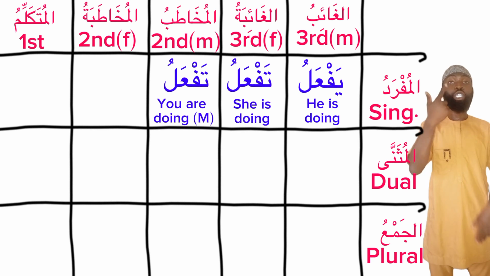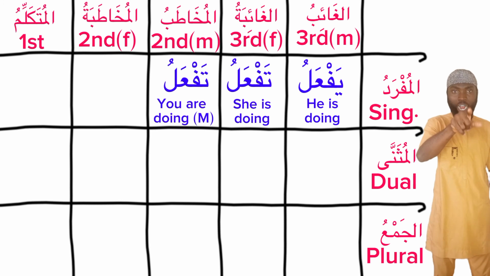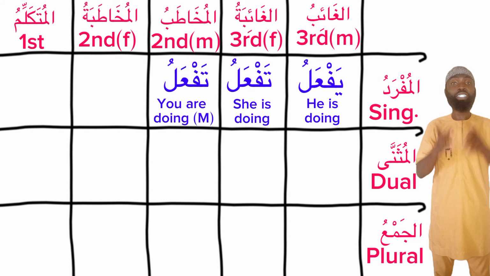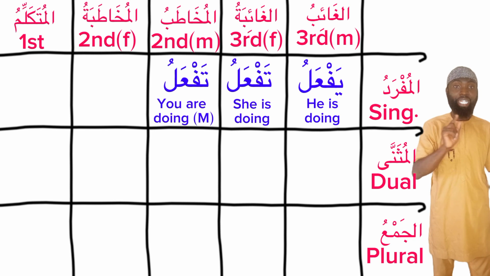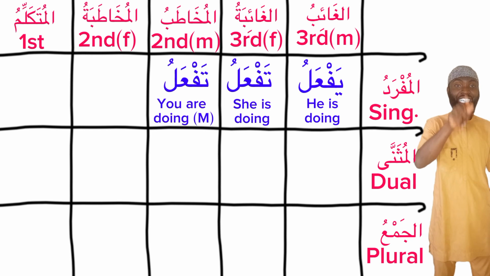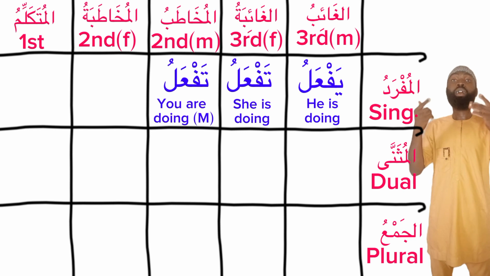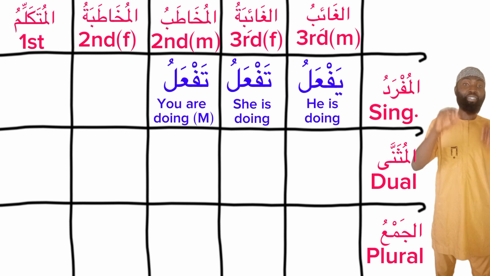So when you say you are eating for a singular male, a singular boy, man, you can say anta ta'kulu, you are eating. If you want to say you are going for a singular male, you say tadhabu, you are going. You are sitting, to be tajilisu. That is very easy.